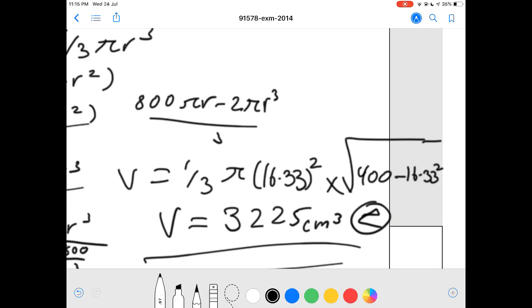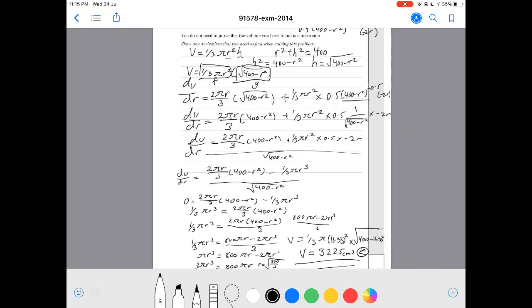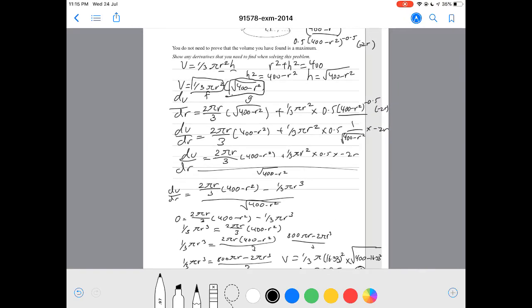To get a merit grade, you're looking at a correct expression for dV over dh, or dV over dr, sorry. So if you get up to this step, you'll get a merit grade. To get an achieved grade, it's basically just one mistake in the derivative. So basically the exact same thing as merit, but making one mistake.